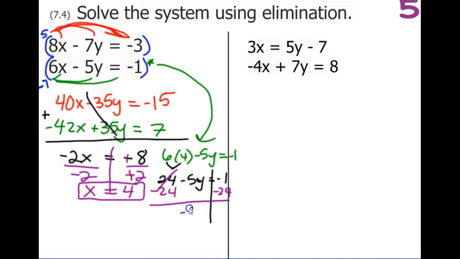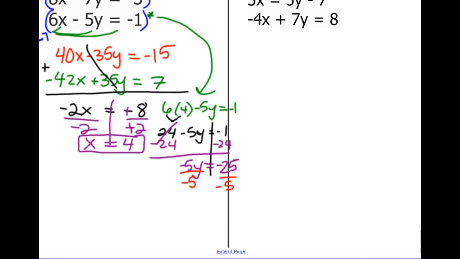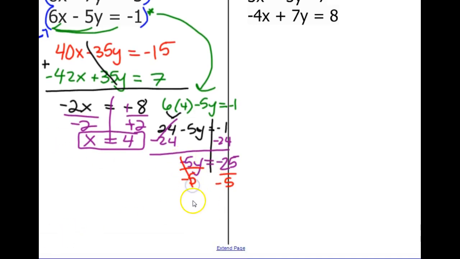So those are gone. I have negative 5y. Same sign, add them all together. They're all negatives. That's a negative 25. And then divide by negative 5. Those eliminate, and we get y equals, here two negatives make a positive, 25 divided by 5 is 5. So my answer is 4, 5, x, y.